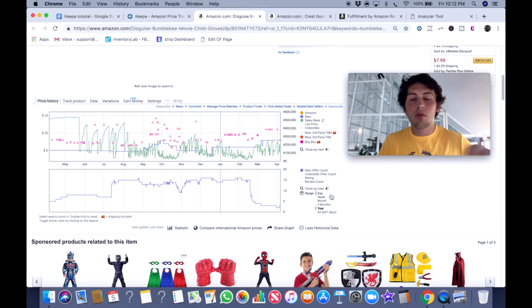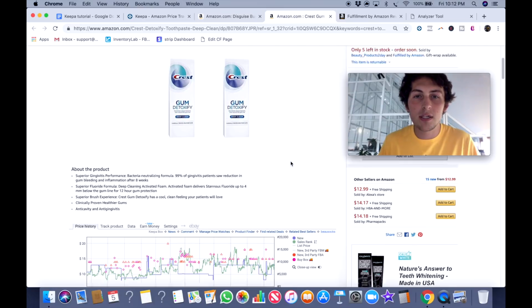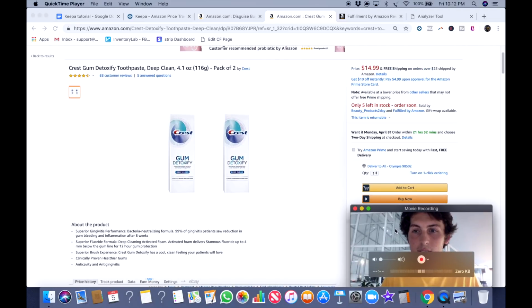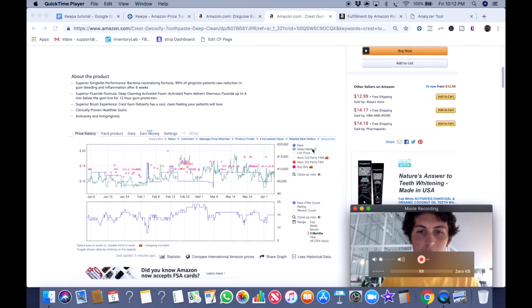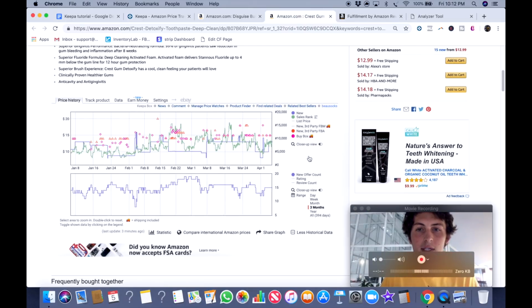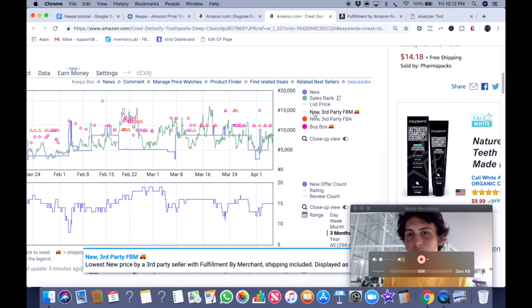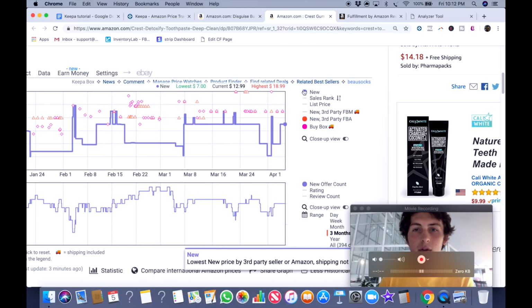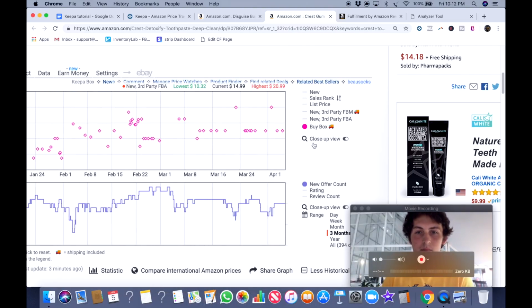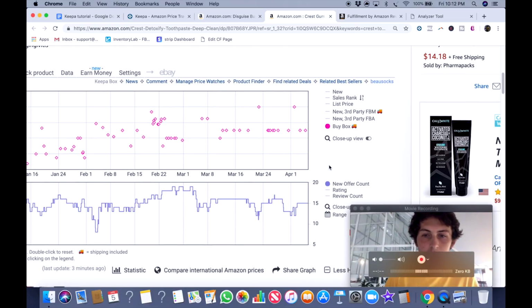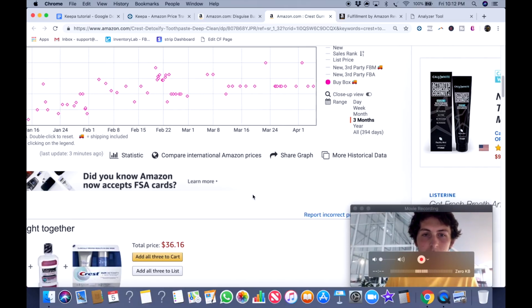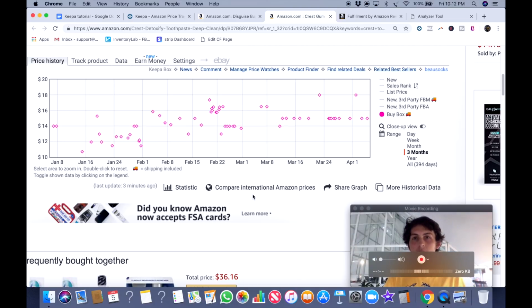Now, when we look at price history, let's actually use this Crest product that's sold by a third-party seller. We can see right here. And when I'm looking at price history, all I care about is the buy box price, unless I'm doing FBM, but I only really care about the buy box price, which is going to be the pink dots. You can look at all this other stuff, that's just miscellaneous information, but the pink dots represent the buy box.